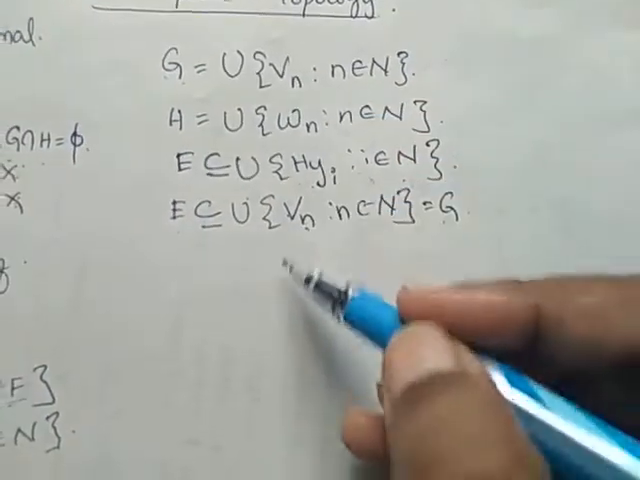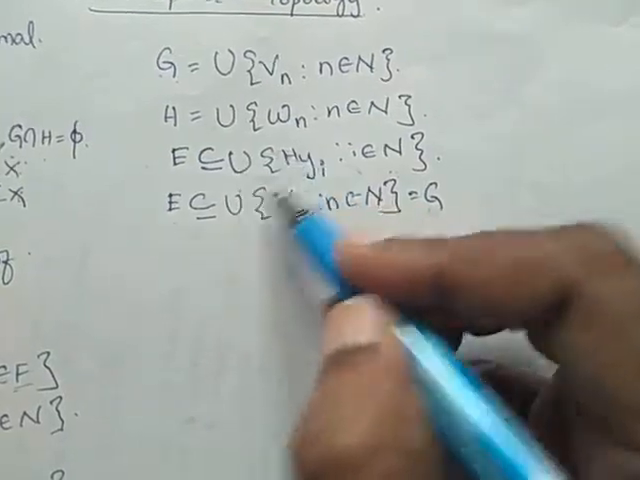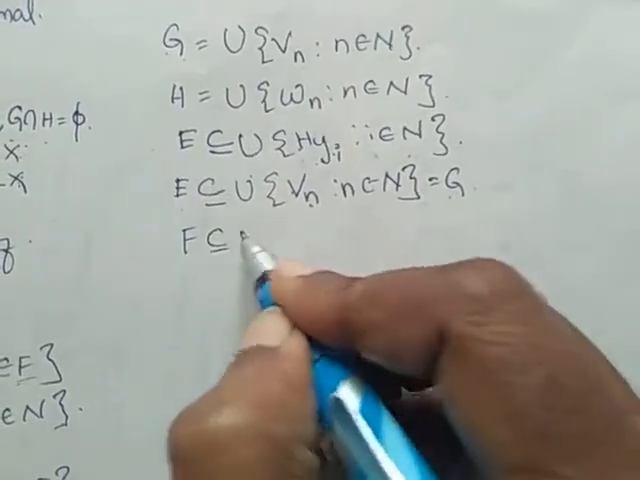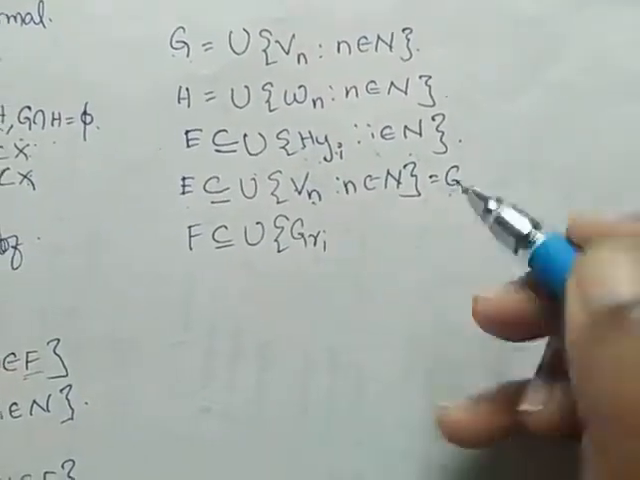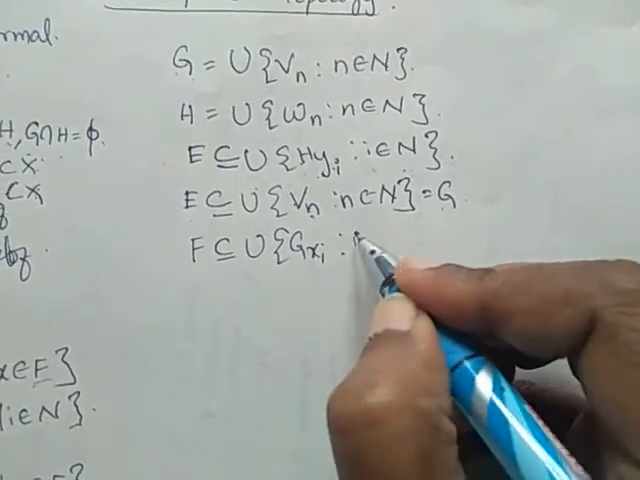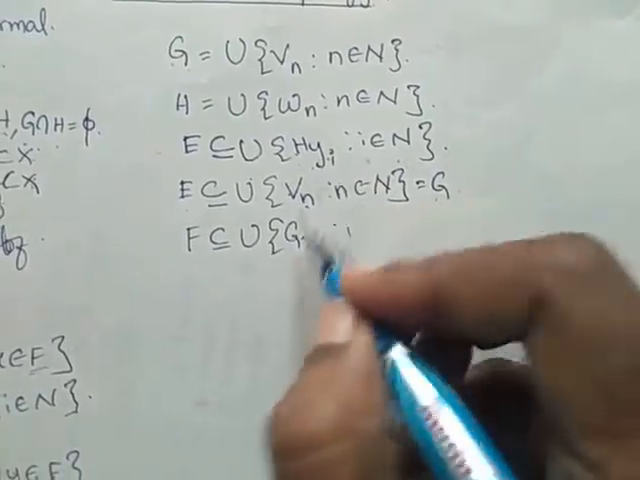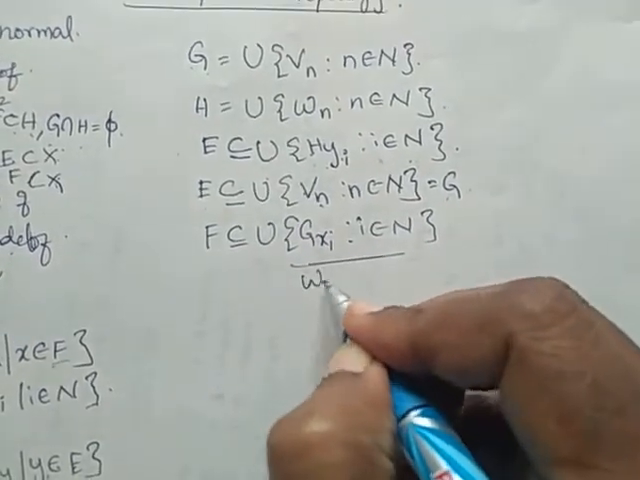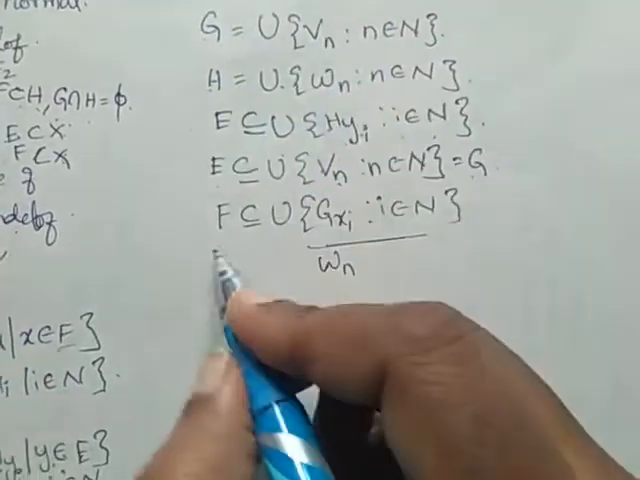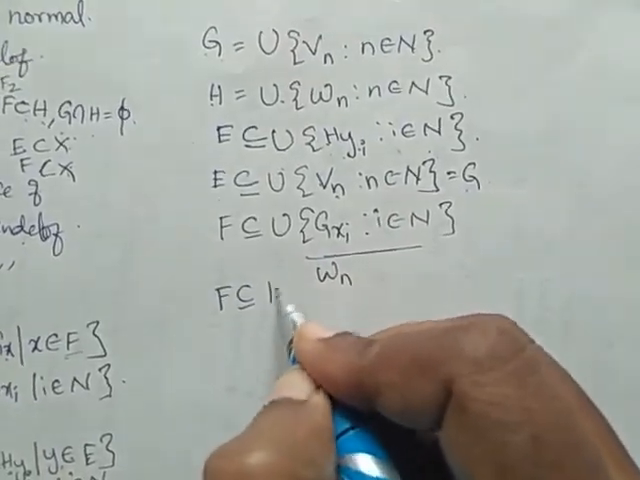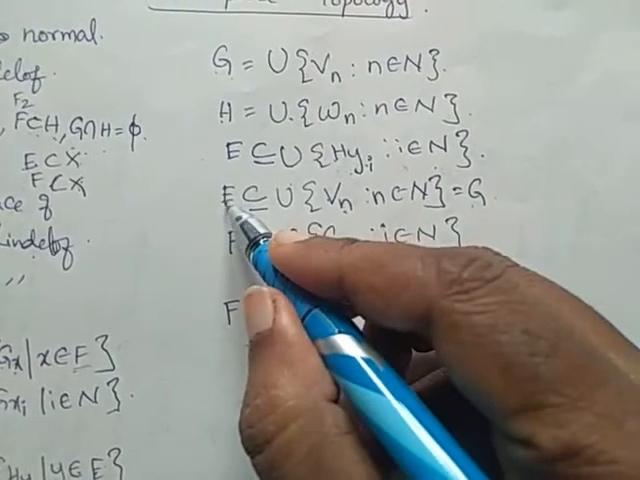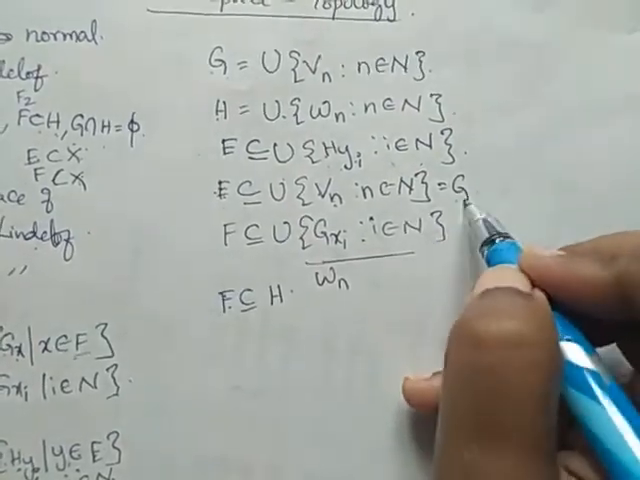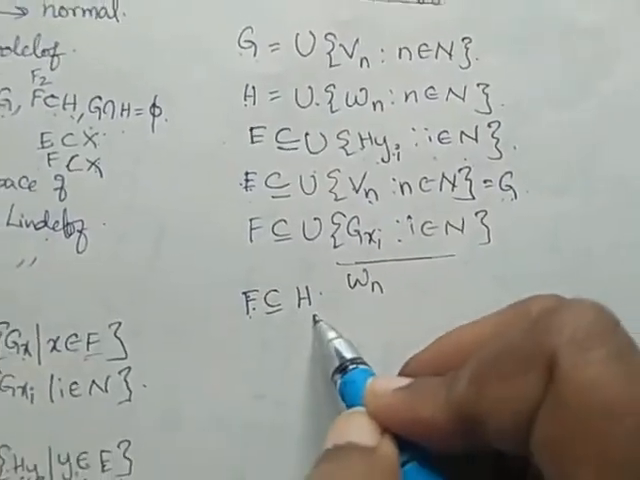Similarly, if we proceed like this, F is a subset of union of Gxi such that i belongs to N. And this is nothing but our Wn. Union of Wn is our H. Therefore, F is a subset of H. So, we are having two closed sets E and F. E is a subset of G, an open set. F is a subset of H, an open set.